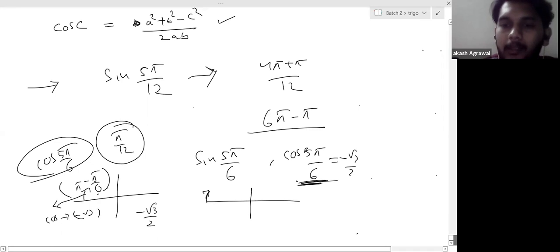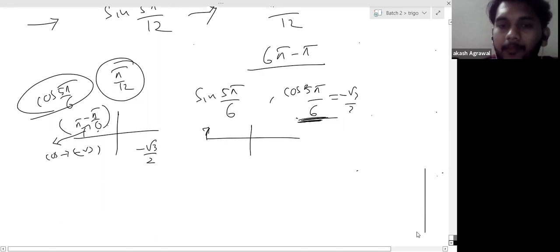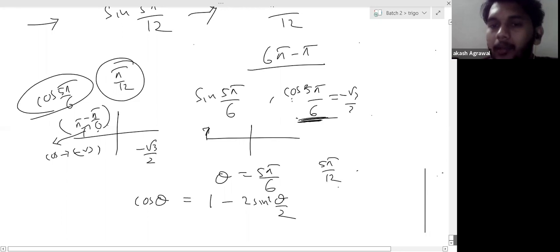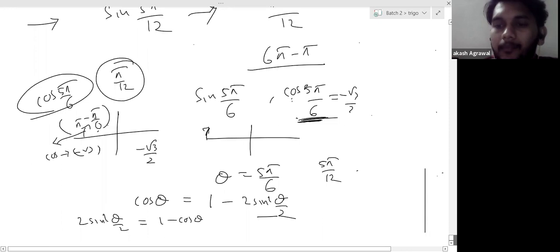All right. So now if you got this, use the half angle formula. If I call theta as 5 pi by 6, so this is cos theta, and cos theta I can write as 1 minus 2 sine square theta by 2. So theta by 2 will be 5 pi by 12. So just find this value. So what will be the answer? 2 sine square theta by 2 will be 1 minus cos theta, right?